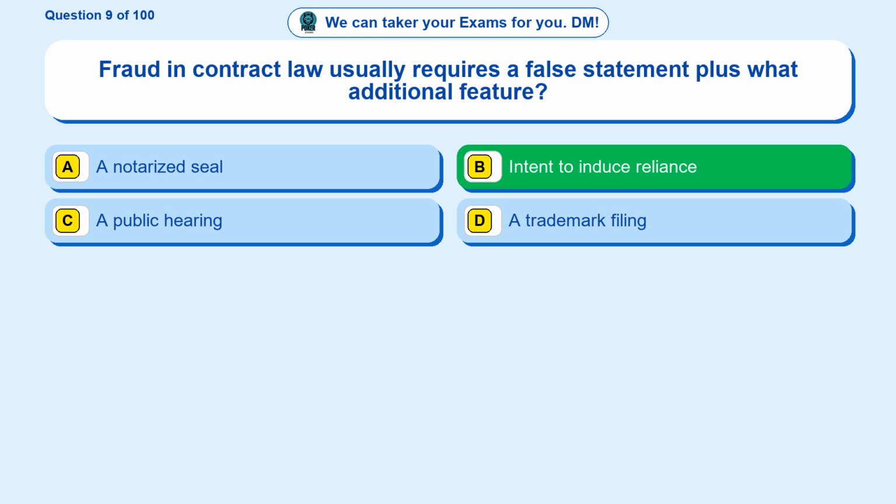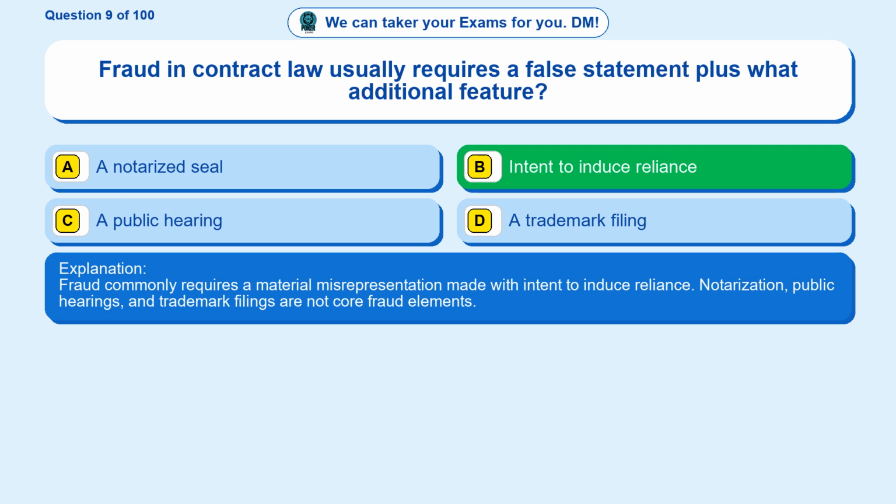Intent to induce reliance. Fraud commonly requires a material misrepresentation made with intent to induce reliance. Notarization, public hearings, and trademark filings are not core fraud elements.